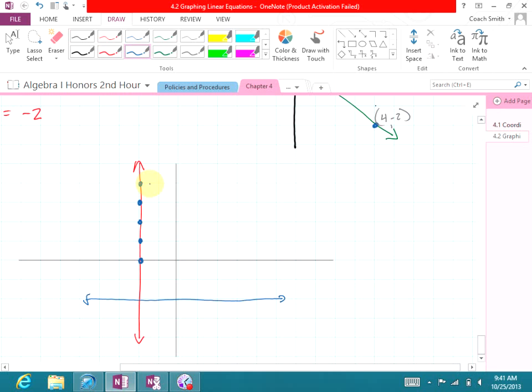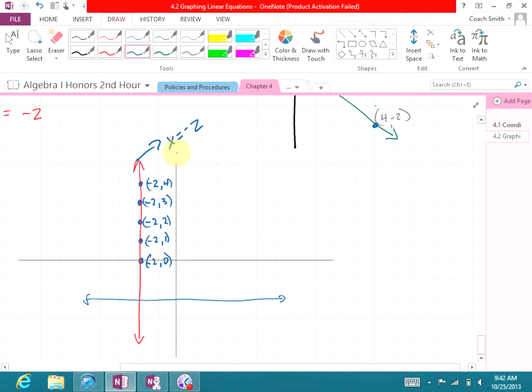Okay, the coordinates of this point is negative 2 and 4. The coordinate of this point is negative 2 and 3, negative 2 and 2, negative 2 and 1, negative 2 and 0. Okay? So, the equation of that line then is this. X equal negative 2. Okay, that's the equation of that line.